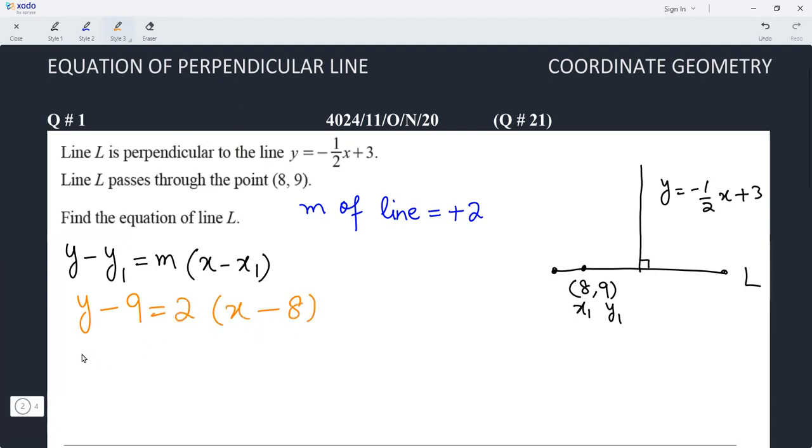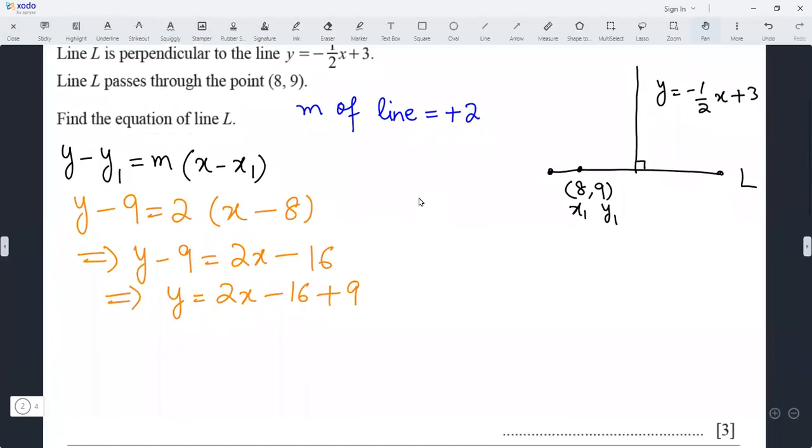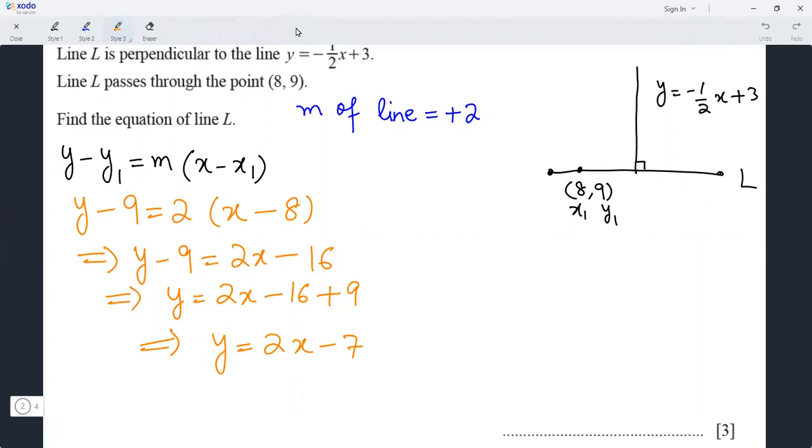Opening the bracket and simplifying, y minus 9 equals 2x minus 16, bringing that 9 onto the right hand side. So y equals 2x minus 16 plus 9. What's the answer of minus 16 plus 9? It is minus 7. So y equals 2x minus 7. This is the required answer for this question. It is worth 3 marks, so if you have done all of the process correctly, you will get all of the marks.